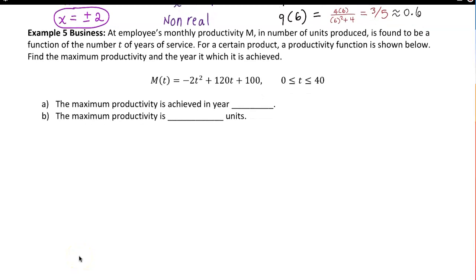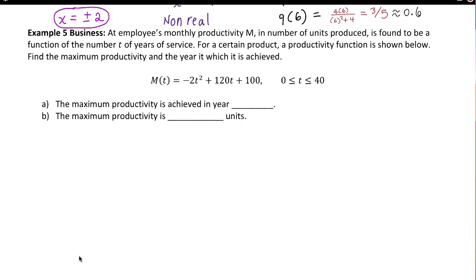Right, the last example is a business application problem. An employee's monthly productivity M, the number of units produced, is found to be a function of the number T of years of experience. So what are they saying here? They're saying the input is how many years you have been working for this company, and they are measuring an employee's monthly productivity. So how productive are you? How many, I don't know, Nike shoes are you making a month based on the years of experience?